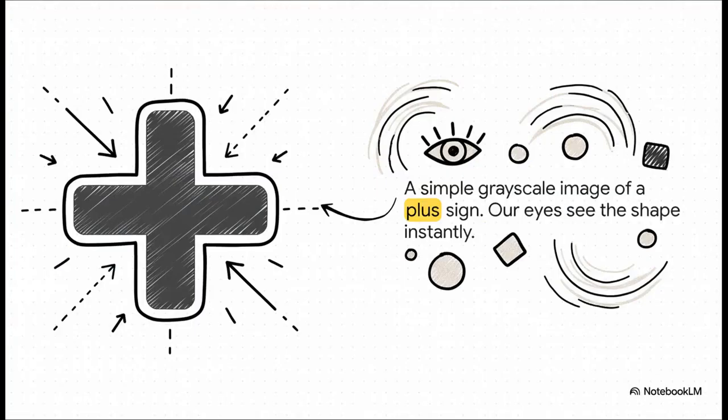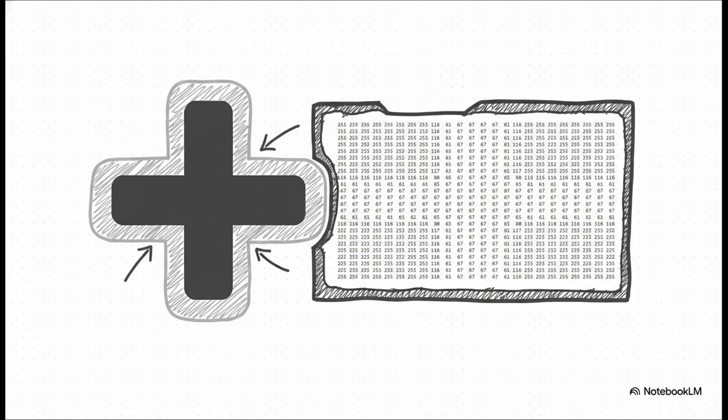Take a look at this super simple plus sign. I mean, to our eyes, the shape is just there. It's obvious. We immediately see the lines between the gray shape and the white background. And this perfectly shows us what the computer sees.